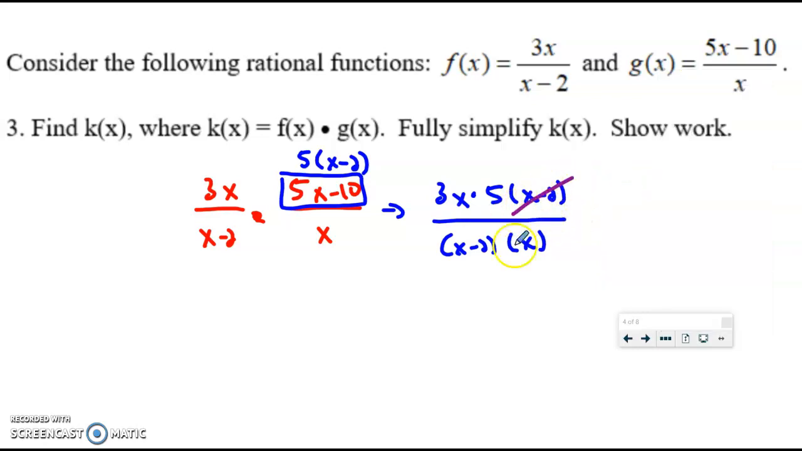Looks like they both have x minus 2, so I can cancel those out. And it looks like I do have an x being multiplied. So if I look, looks like I just got a 3 and a 5, which turns out to be 15. That's your simplified form. Okay?